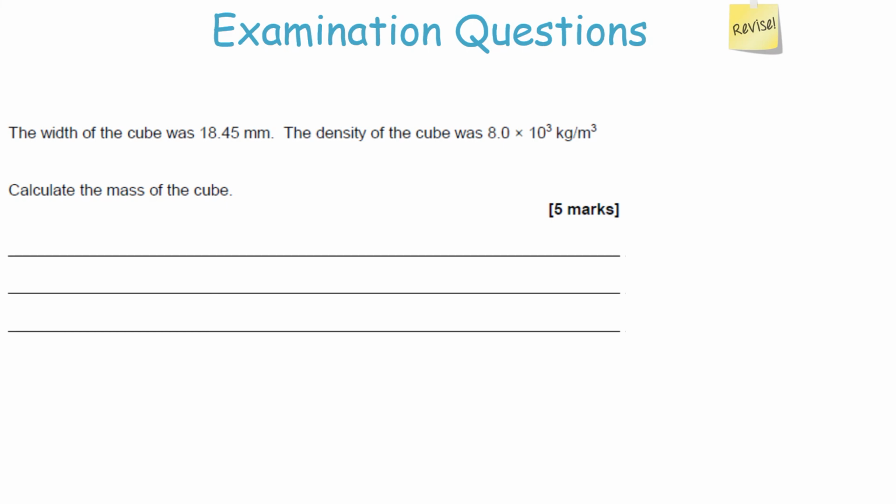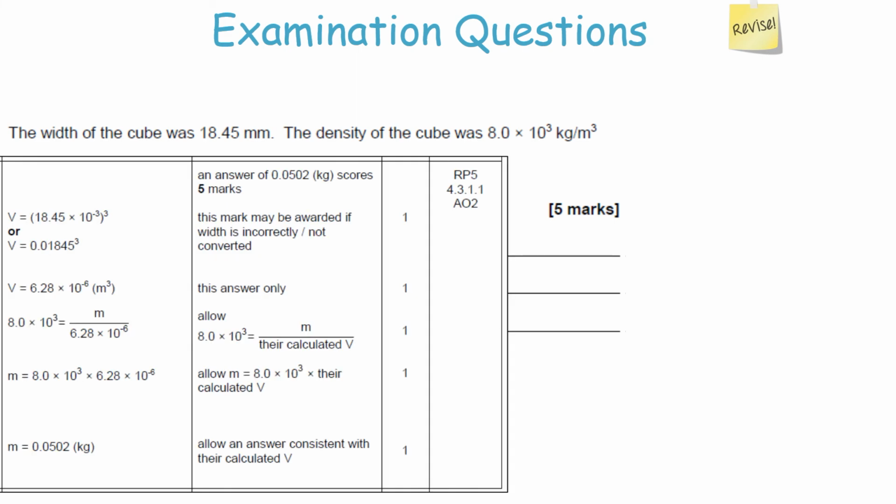So you do 18.45 times 10 to the minus 3, because milli means times 10 to the minus 3, or divide by 1000, and then we cube that value. So V is going to be equal to 0.01845 cubed. We know it's cubed because it's a cube. Then we can say the volume is 6.28 times 10 to the minus 6 meters cubed.